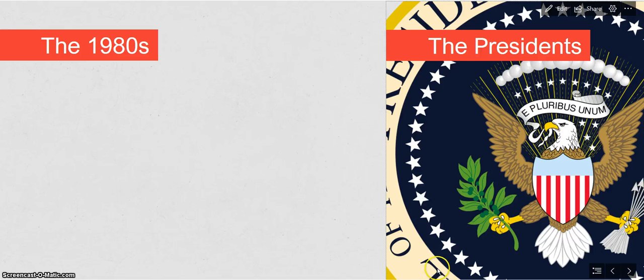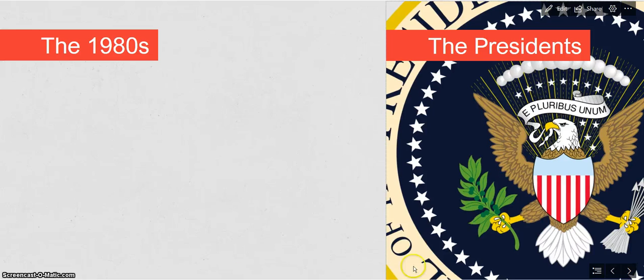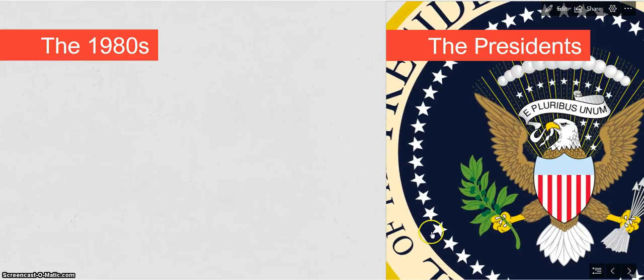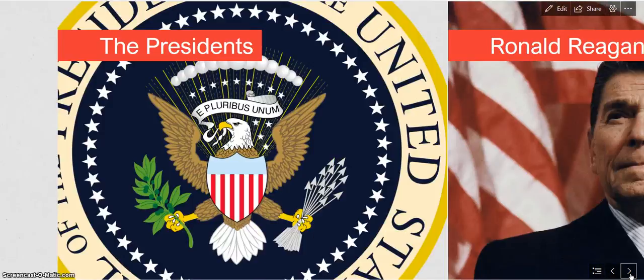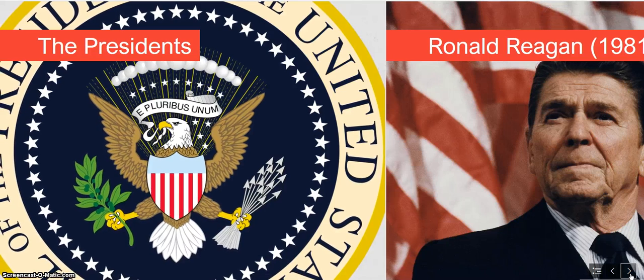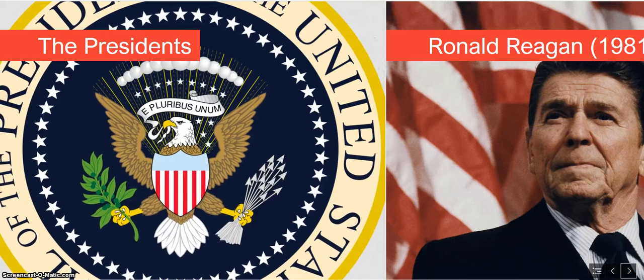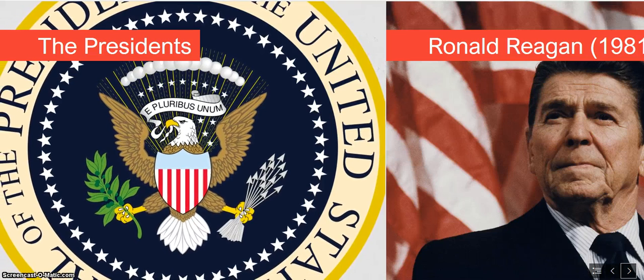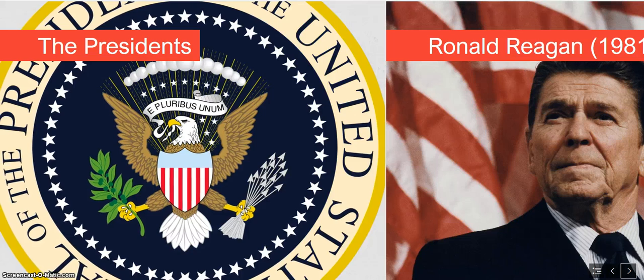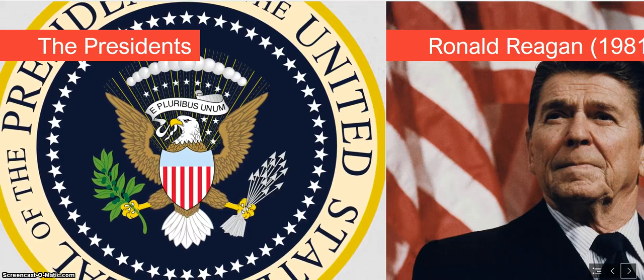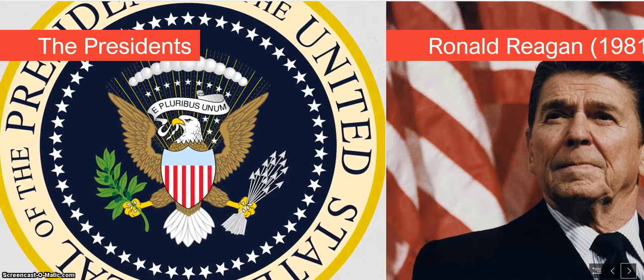And, of course, the first president of the 1980s is none other than Mr. Oh, gosh, how can I get this right? There we go. Yes, I am experimenting with this. President Ronald Reagan. He is elected in 1980. He will take office in 1981. He is a conservative Republican from the state of California and, of course, a former Hollywood actor.